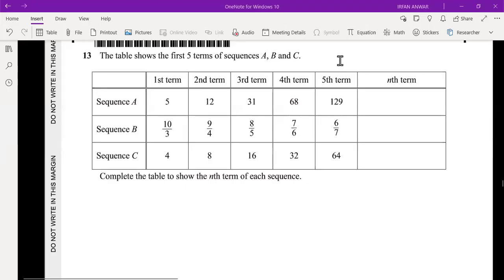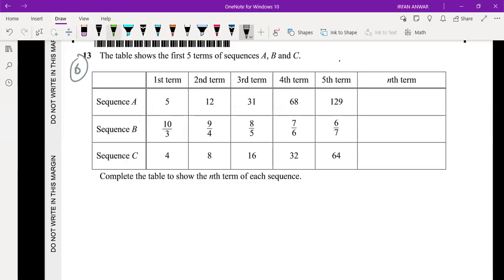This is what you call an easy 6 marker. This question came in paper 4, variant 2 of IGCSE math earlier this year, and all they're asking for is the nth term of each sequence A, B, and C. So let's begin solving them one by one.